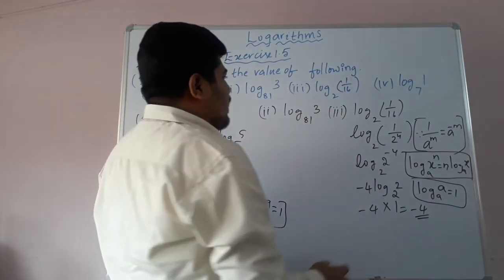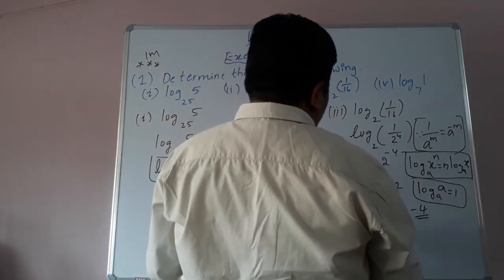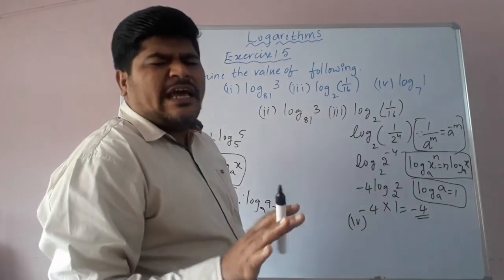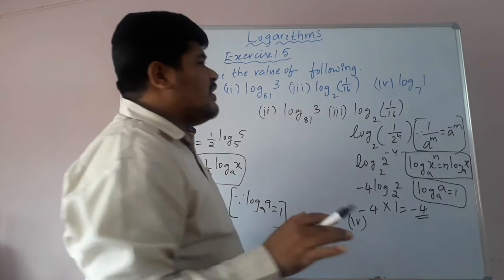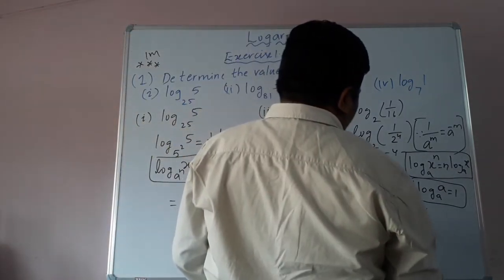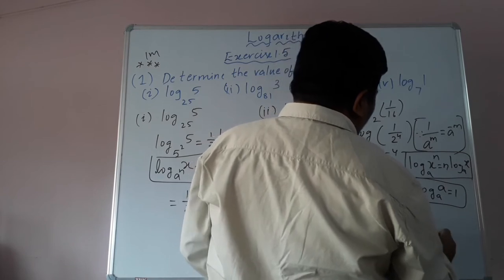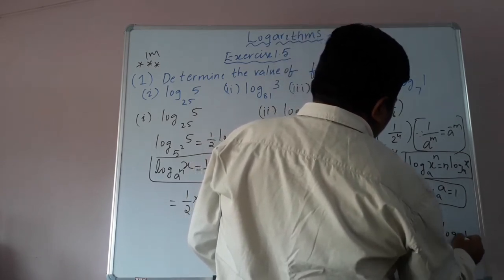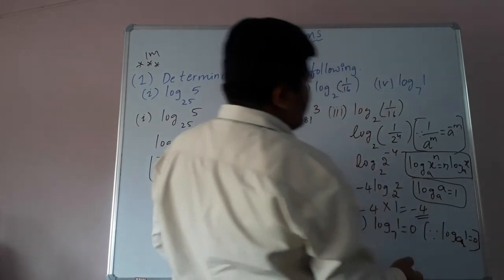Now children, the fourth problem depends on a direct formula: log 1 base a is equal to 0. Any base you take, log 1 base a is equal to 0. So directly you can write log 1 base 7 is equal to 0, since log 1 base a is equal to 0.